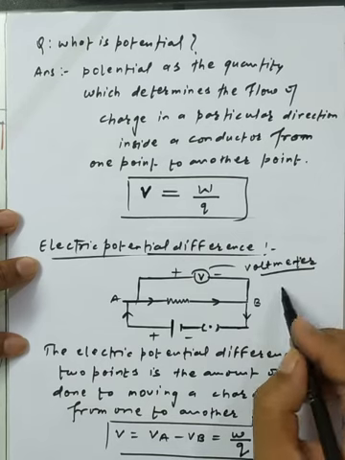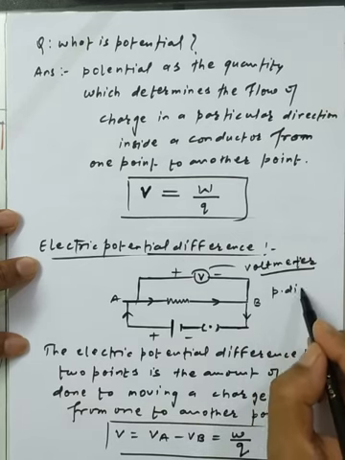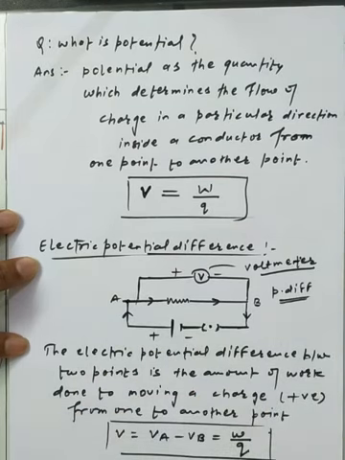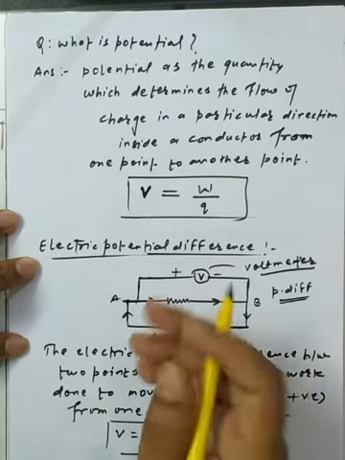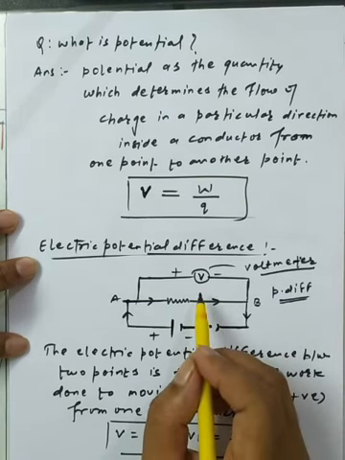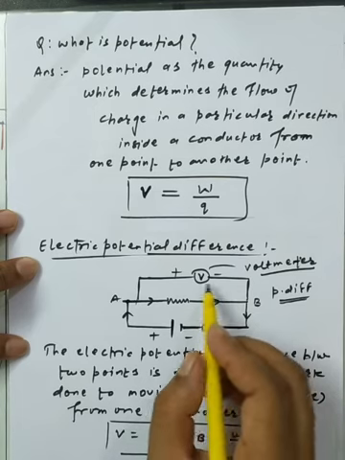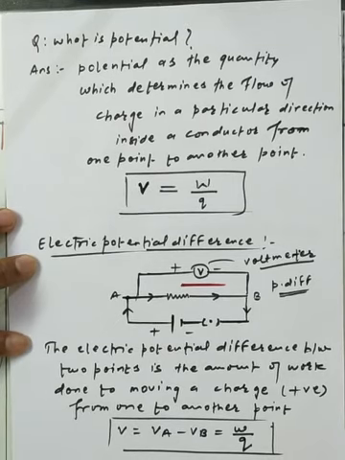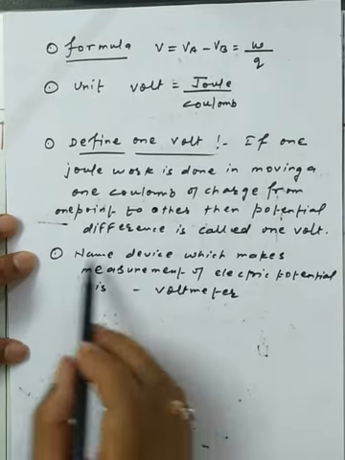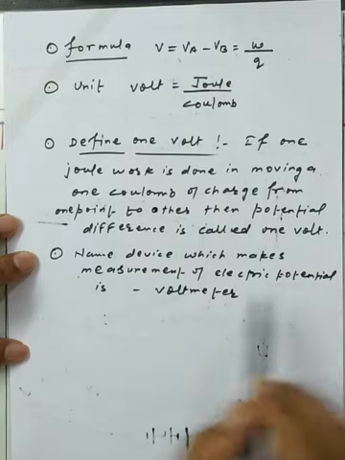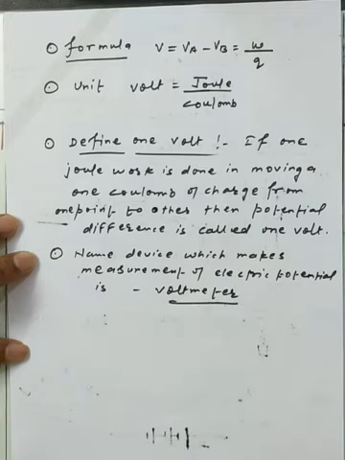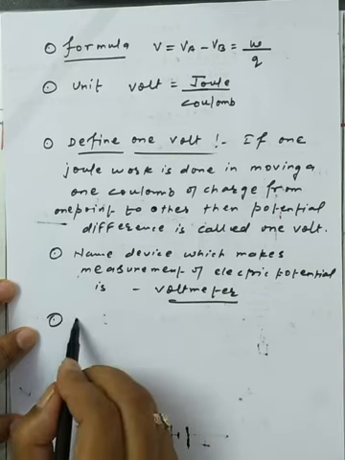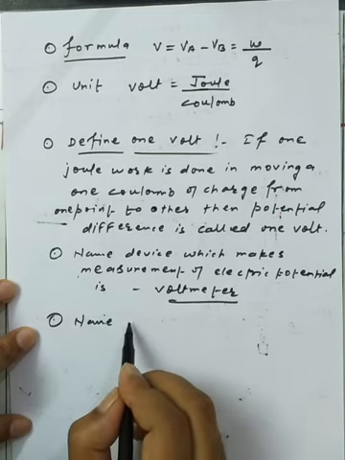It measures the potential difference between the two ends of a conductor. Here we have the two ends, A and B. So this is the part of the voltmeter. Somehow we may have the question: name the device which measures the potential difference between the two ends of a conductor. The simplest answer is the voltmeter. So the device which measures the electric potential is called the voltmeter.